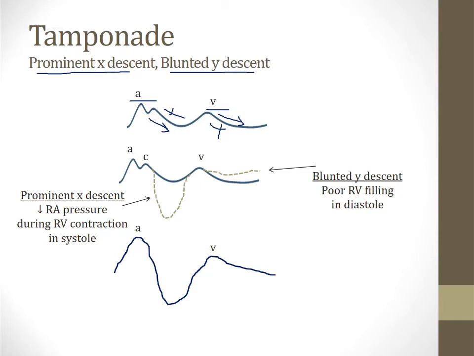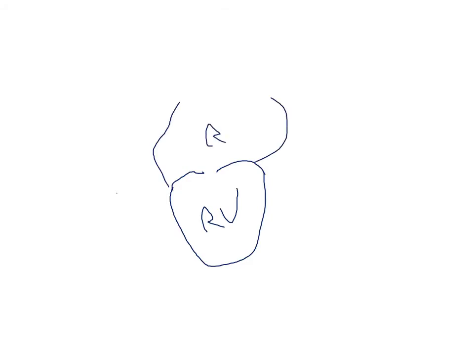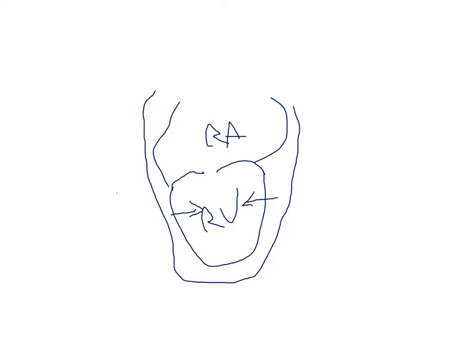In tamponade, there is a prominent X descent, and this is caused by a change in the fluid surrounding the heart. To understand this, let's draw a right ventricular cavity, and we have the tricuspid valve here, and above the right ventricle we have the right atrium. In tamponade, there is a fluid collection surrounding both chambers. When the right ventricle contracts, these walls move inward. This allows some of the fluid surrounding the right atrium to move down in the pericardial cavity. This makes it very easy for the right atrium to relax, and thus there is very vigorous relaxation of the right atrium. Remember, relaxation of the right atrium is what causes the X descent.